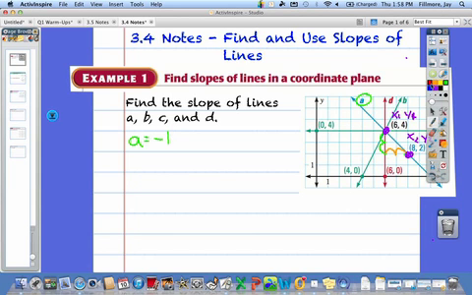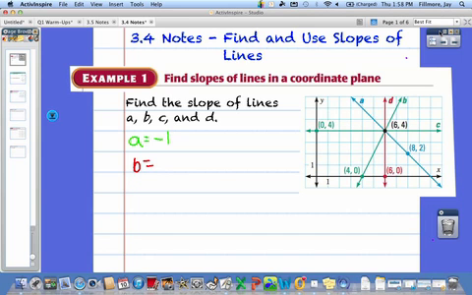For B, let's do a different color here. For B, since we're given the graph, I'm going to do the counting method for rise over run. So B is my green line. I'm given 2 points, so I'm going to count my rise, which in this case, going from left to right, I'm moving up, so up 1, 2, 3, 4. So my rise is going to be +4 since I'm moving up. My run is 1, 2. Since I'm moving right 2, it's +2. So my slope is 2 for line B.